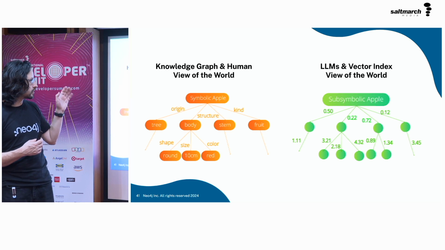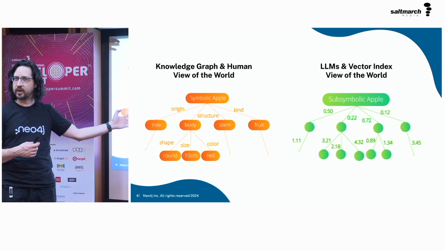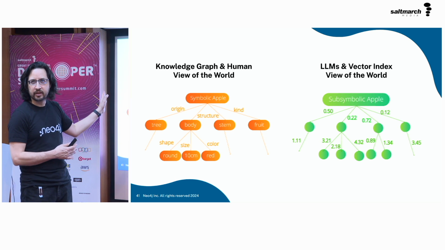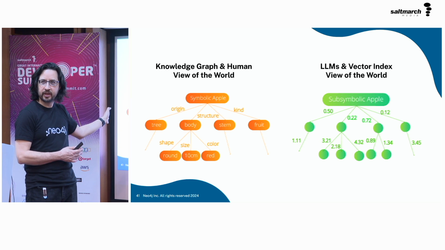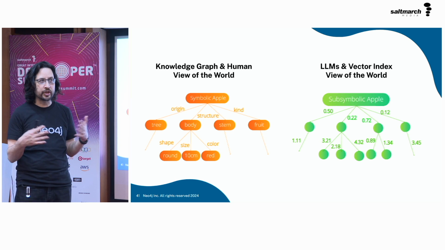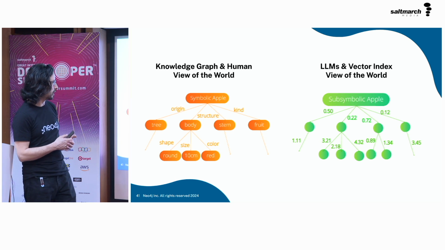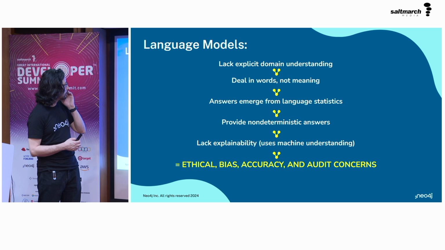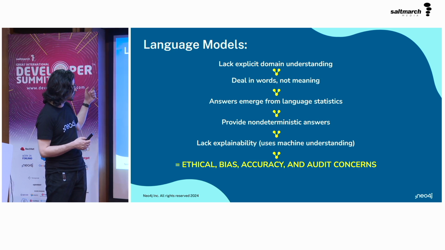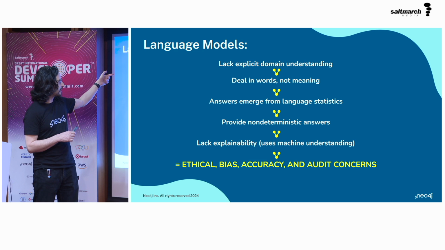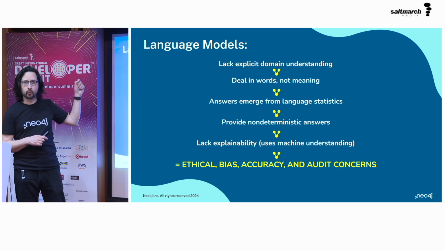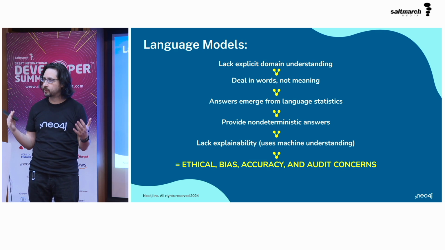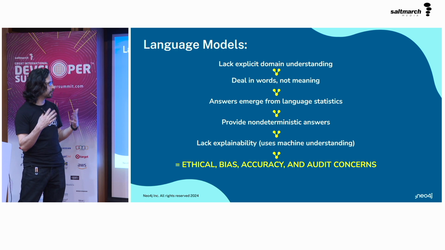And the difference here is it's possible in both cases to get an answer. LLMs can often answer things which are quite surprising if you feed them enough knowledge. But it's impossible for LLMs to explain the answer and to actually give you reasoning on top of that for why it gives you that particular answer. And so when you look at LLMs using standard vector database techniques, or LLMs by themselves, they have no explicit domain understanding. They deal in words, but not in the meaning of those words. The answers are emerging from language statistics. It's just a sequence of word vectors with probabilities built into it.